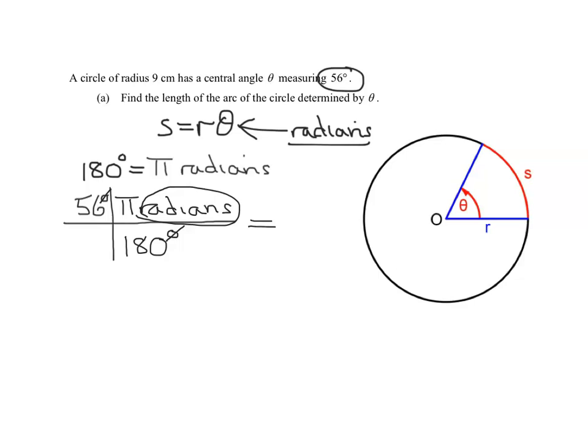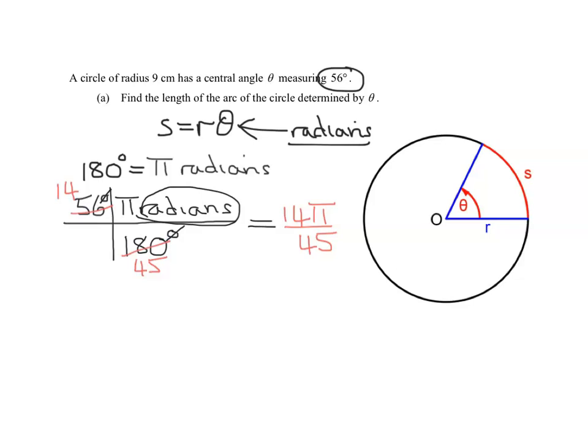So now the only thing I have to do is reduce anything. Do 56 and 180 have any common factors? Yes, I think 4 divides into them both. 4 goes into 180 45 times. 4 goes into 56 14 times. So my angle in radians is 14 times pi over 45 radians. So this is my angle that I need to use in this formula up here. So now I've found theta in radians.